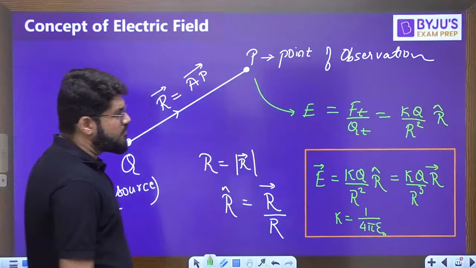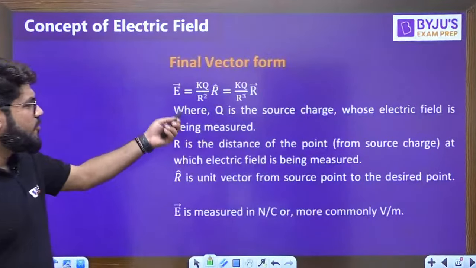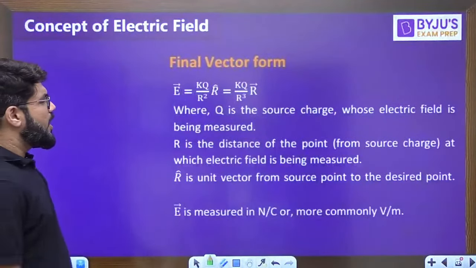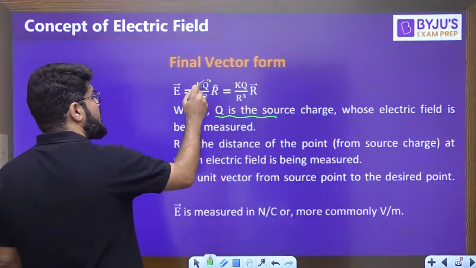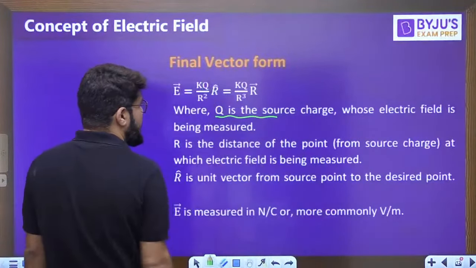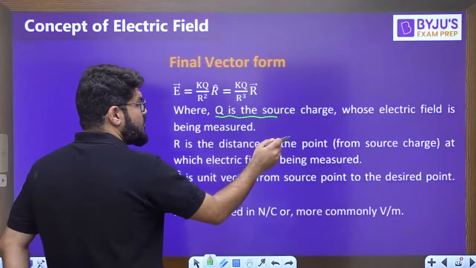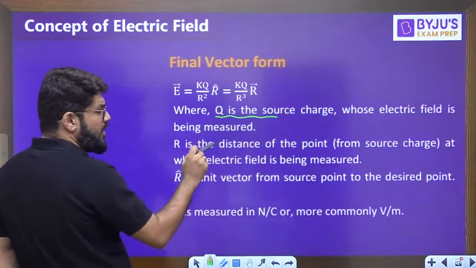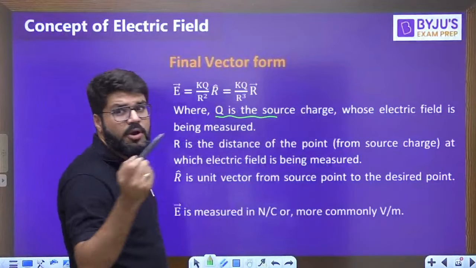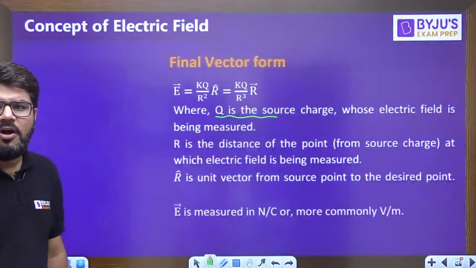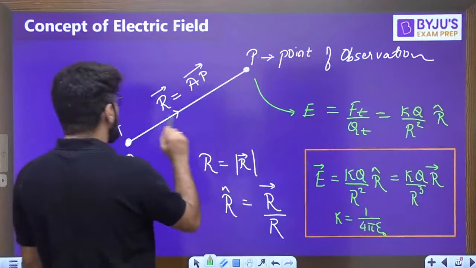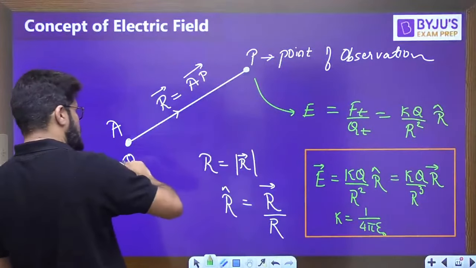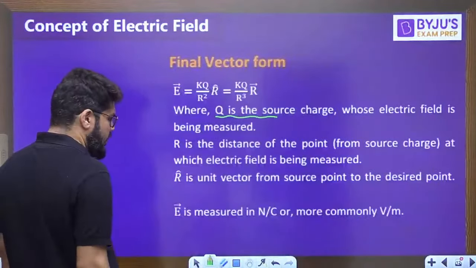So that is the formulation for electric field, the final vector form written here in front of you. I'll again tell you that Q is the source charge whose electric field is being measured. This r is the distance of the point at which the electric field is being measured, the point of observation. And r hat is the unit vector from the source point to the desired point.